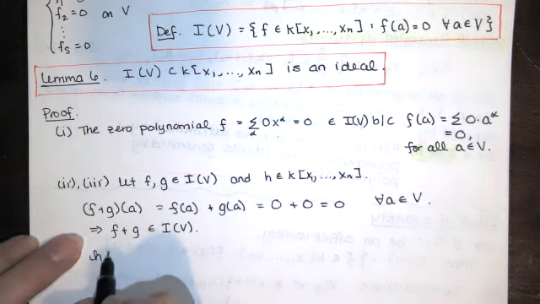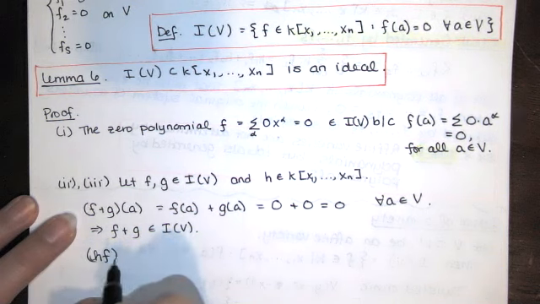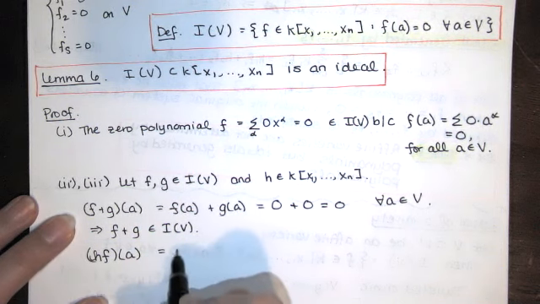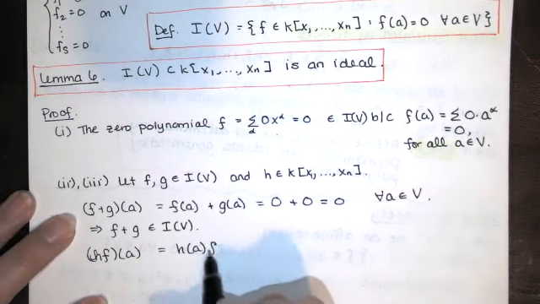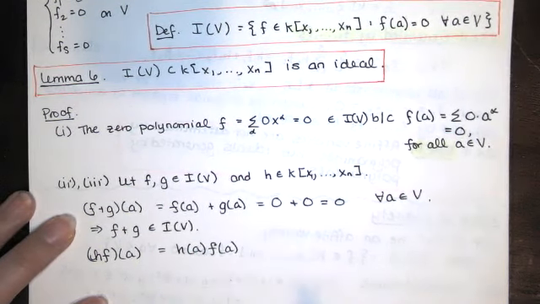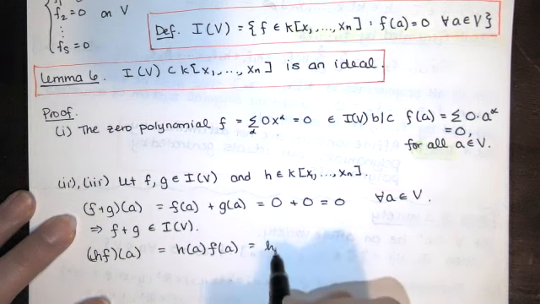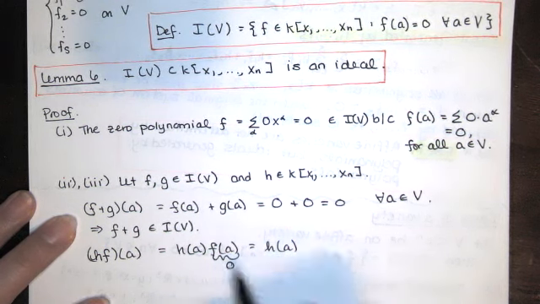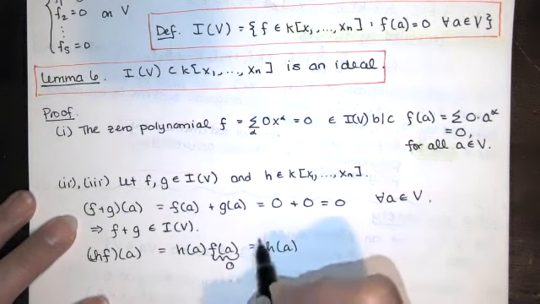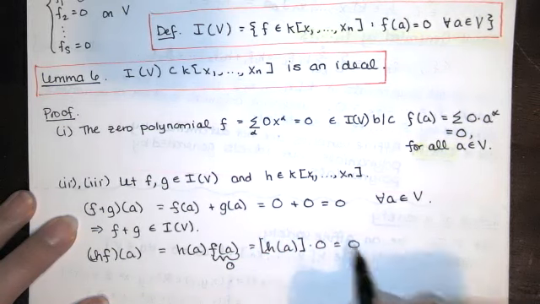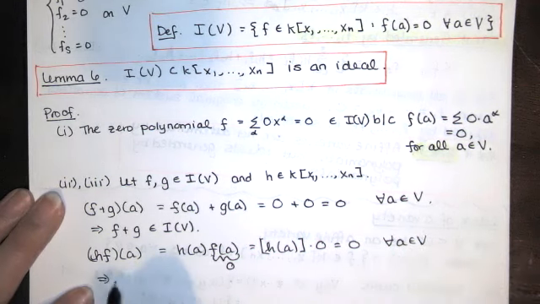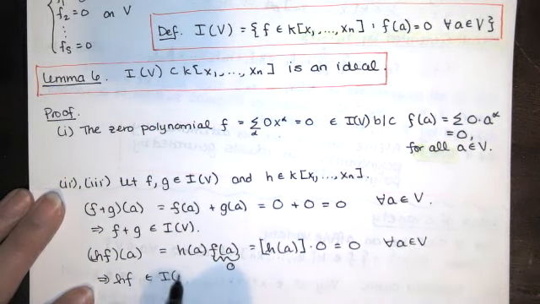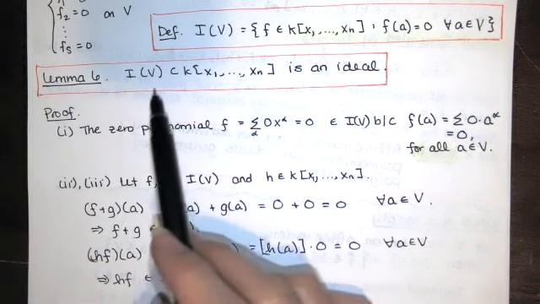Now if I take F and I multiply it by some other polynomial H, if I evaluate that at a point A in the affine variety V, I get H of A times F of A. Now H of A may not be 0, but F of A is equal to 0 because F belongs to I of V, so we end up with H of A times 0, which is of course 0. So this is equal to 0 for all A in the variety. So H times F is in the ideal of the variety. So clearly this is an ideal.